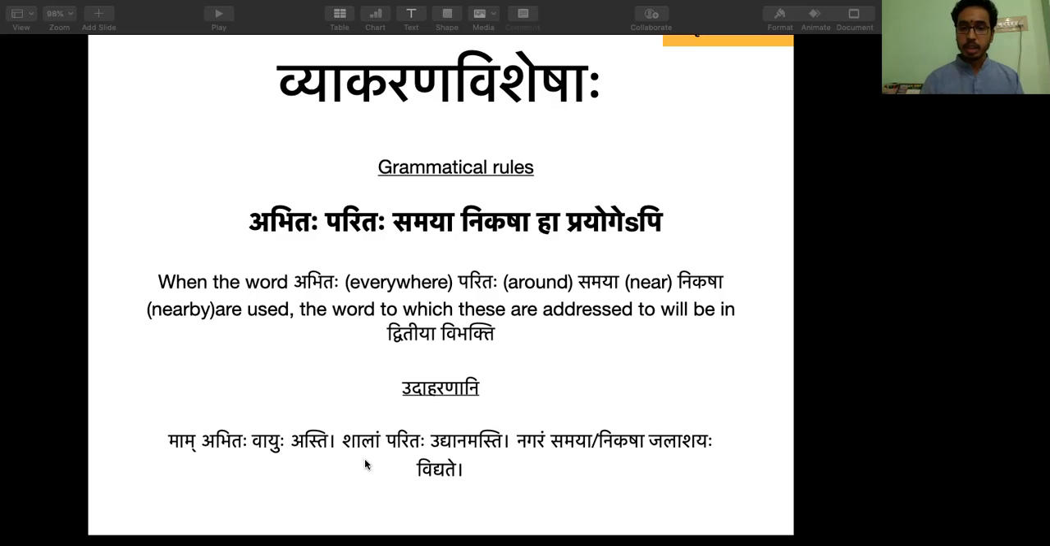Again, around me, there is air. Air is everywhere. So, not around me. Abhitah is everywhere. So, everywhere around me, there is air. So, Mam Abhitah. Everywhere around me, there is Vayu. Again, close, nearby. Near the city, there is a forest. Near the city, there is a waterfall. Near the city, there is a temple, if you want to tell this. So, near what are we talking about? The city. So, Nagaram. Nagaram Samaya Devalayah asti, Nagaram Samaya Shala asti, Nagaram Samaya Jalashayah asti. Or Vidyate. Vidyate is what I've used here. You can use asti as well. So Nagaram will get Dvitiya because we're talking near the city. Hence Nagaram will get Dvitiya Vibhakti.